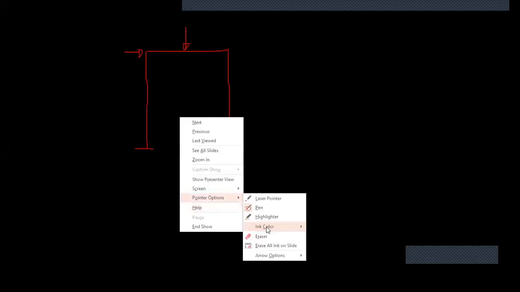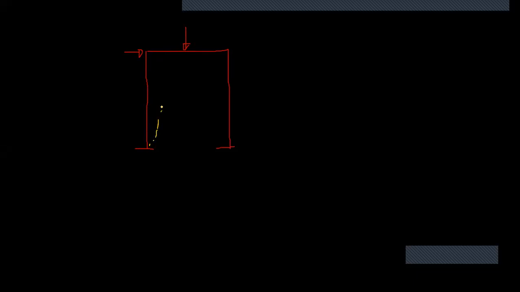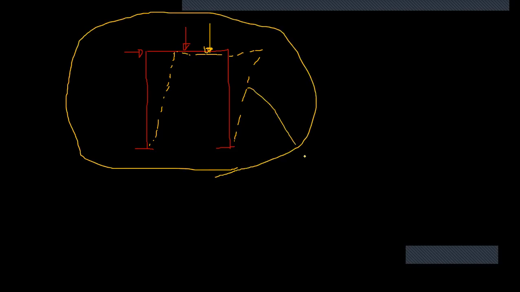So this is a frame, and you have some lateral loading. If it moves in this way, you can see now P is here. This is the sway action. It has moved horizontally.